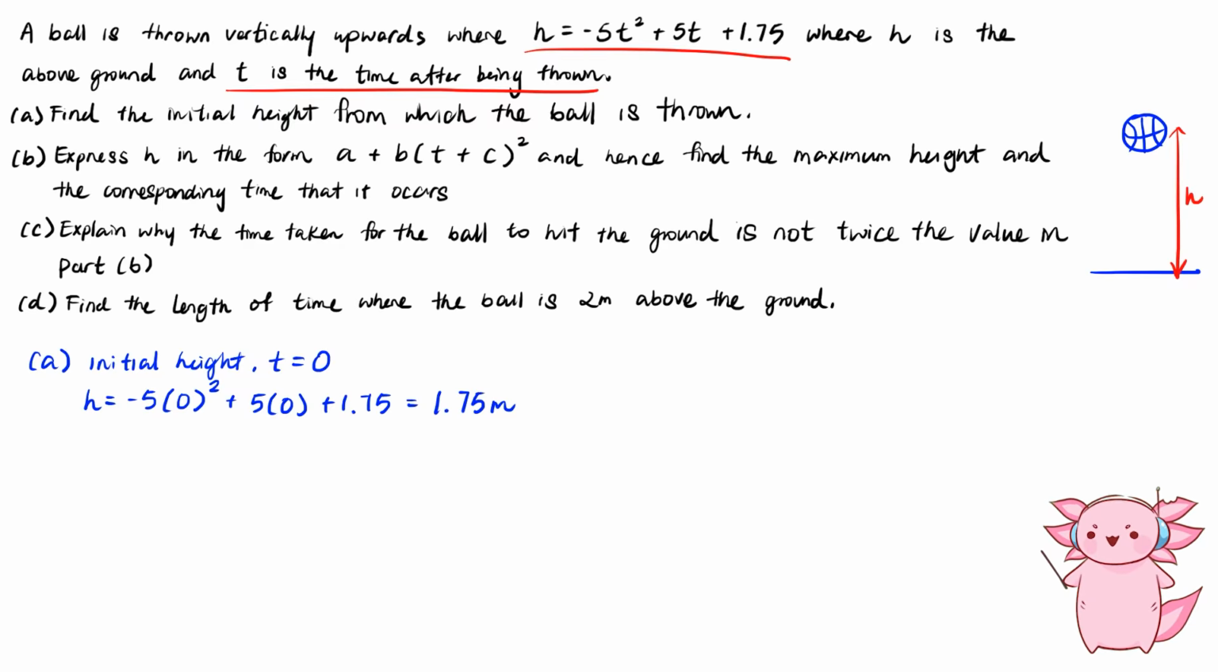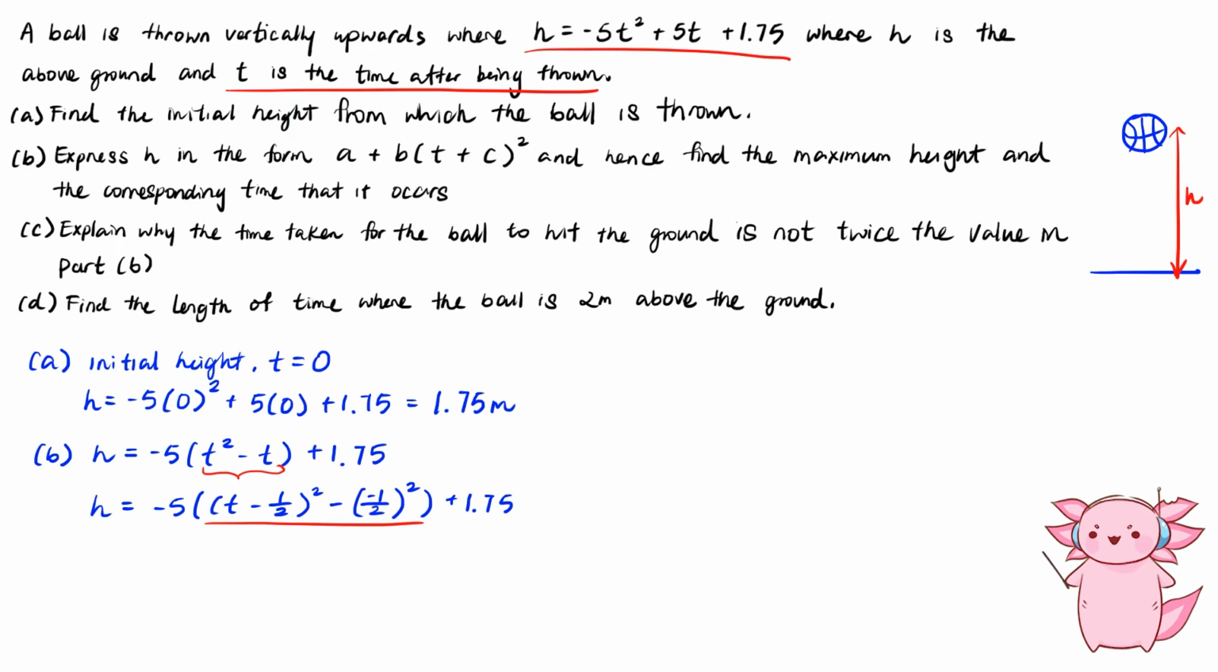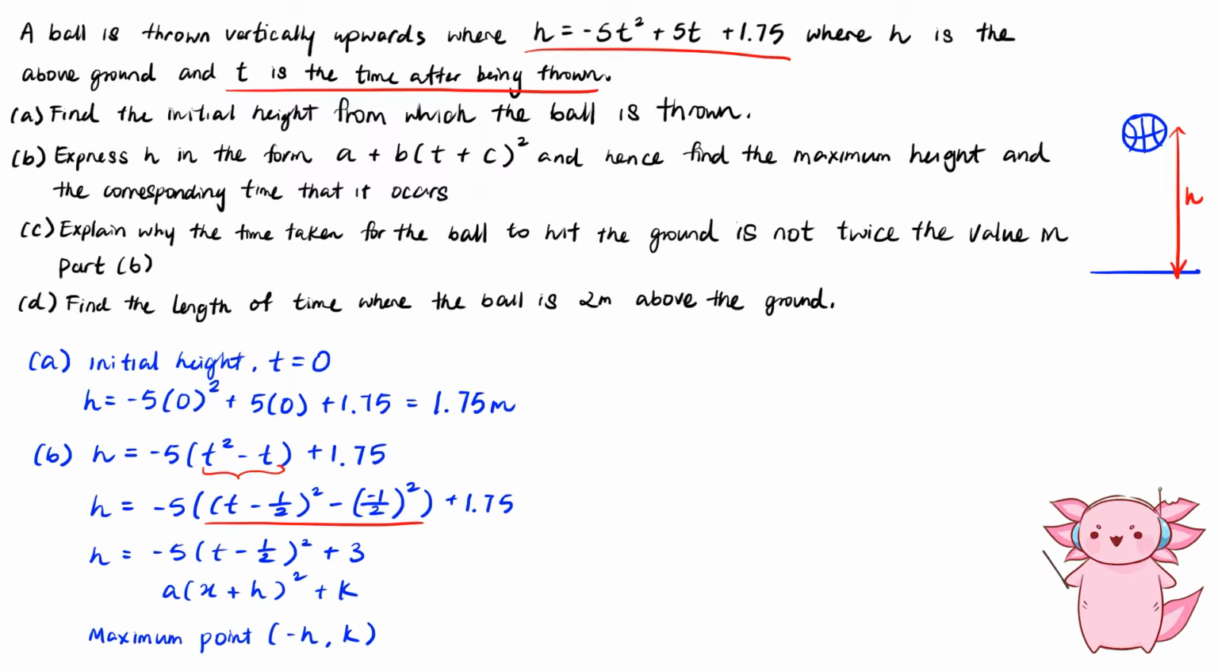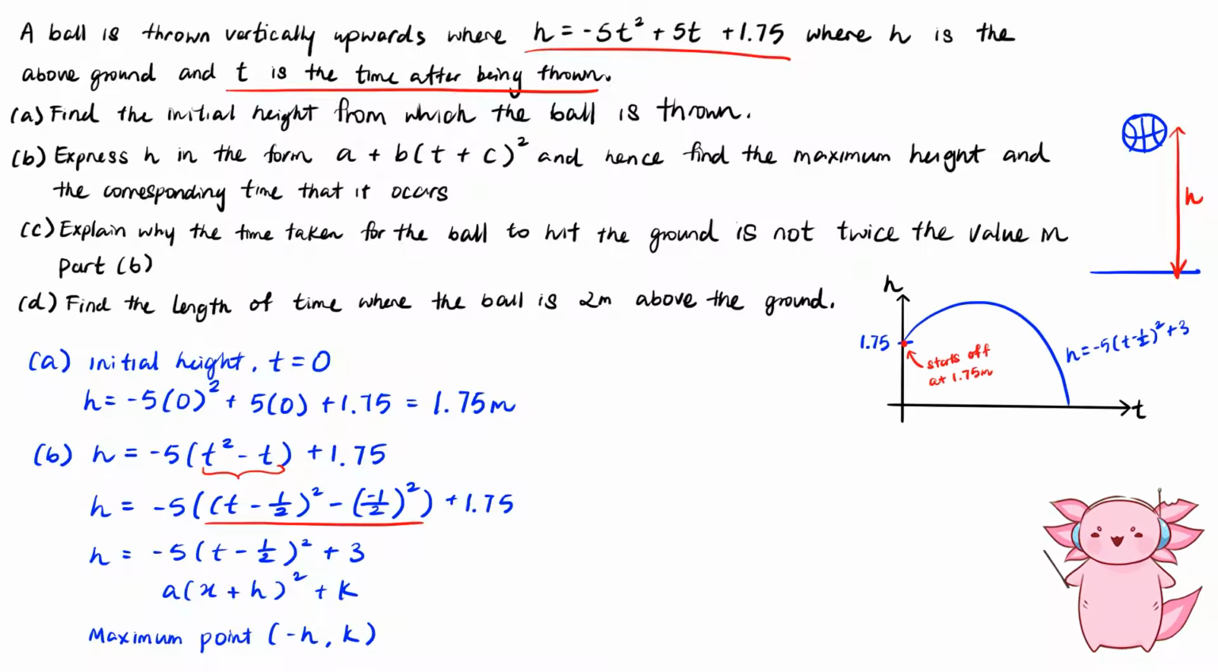ball. Next, we just complete the square by factorizing out the negative 5 from the t squared and the t term, and then we just use the method that we did like a billion times by now, and we can get negative 5 (t minus half) squared plus 3. Before we calculate the maximum point, let's try to sketch out the quadratic graph where it starts at 1.75 meters, goes up to the maximum point, and then hits the floor.